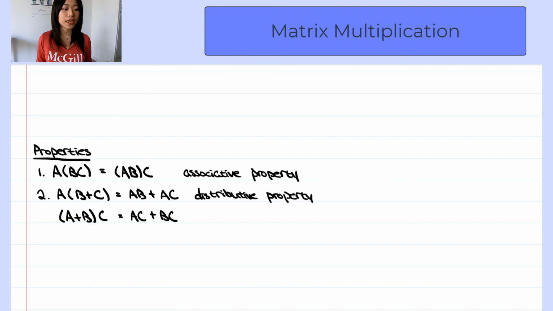The second property is the distributive property. Suppose I have matrix A times the sum of 2 matrices, B plus C. I can distribute matrix A to B and C. So this equals A times B plus A times C. The other way around also works. A plus B times C, I can distribute the matrix C to A and B. So this equals A times C plus B times C.